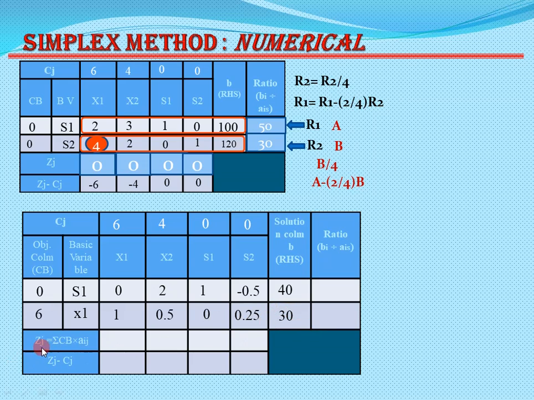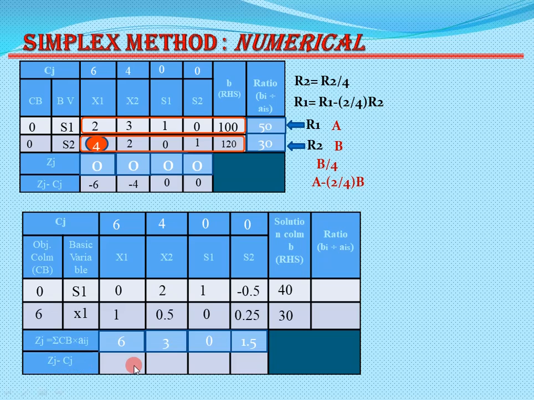Now again we have to obtain the Z0. So Z0 you can again easily calculate using the calculator, that is 0 into 0 plus 6 into 1. So we get this value as 6. Then second element value 0 into 2 plus 6 into 0.5 we get as 3. Then 0 into 1 plus 6 into 0 we get as 0. Then again 0 into minus 0.5 plus 6 into 0.25 we get as 1.5.